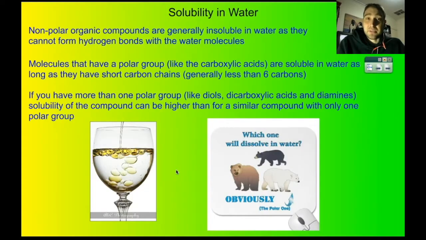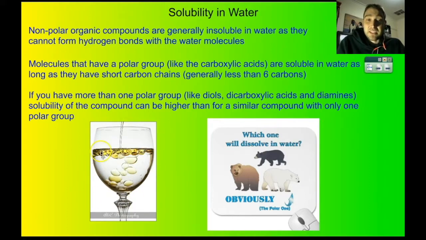Now we're going to talk about solubility. And solubility in water depends on a few things. It's the functional groups that you have present and whether they can make a secondary interaction with water, and also how long the carbon chain is. So a polar group, like an alcohol, so here I've got diols, dicarboxylic acids, and diamines. If you have a functional group that is polar and can make a secondary bond with water, specifically it would be great if it could make a hydrogen bond, and it's small, it will be soluble.